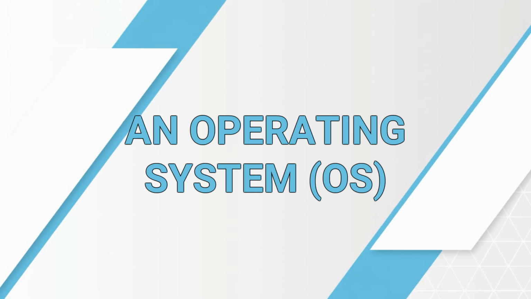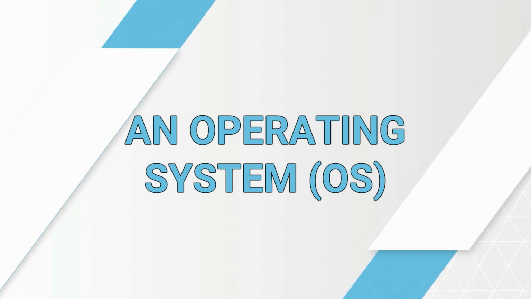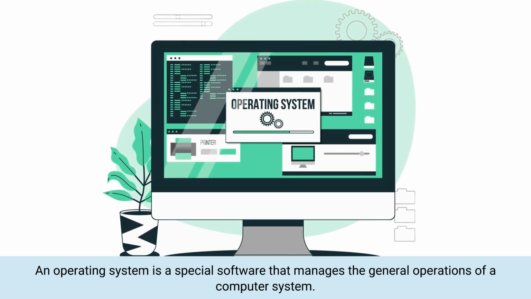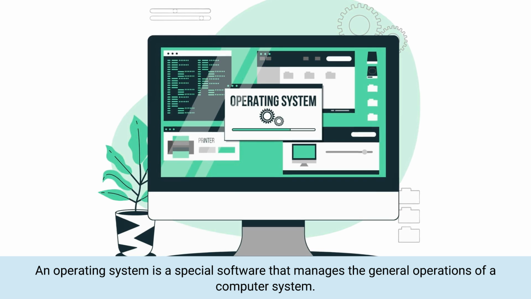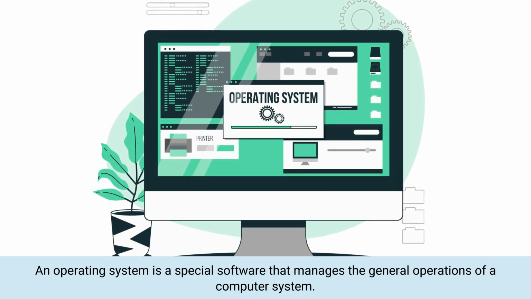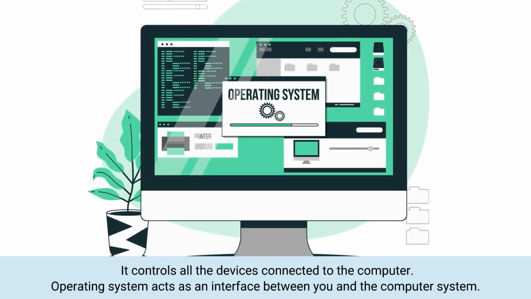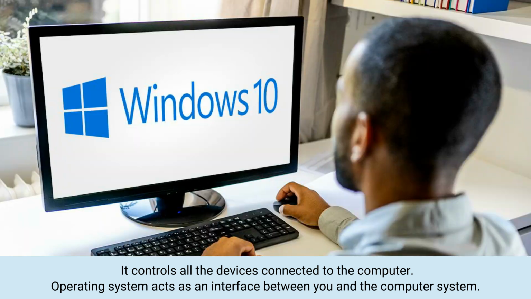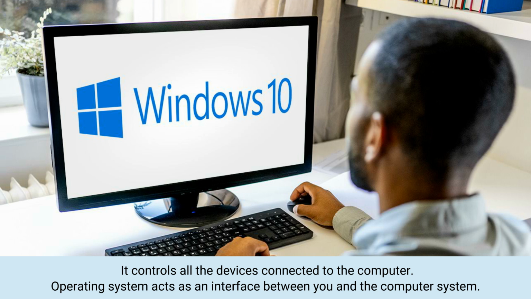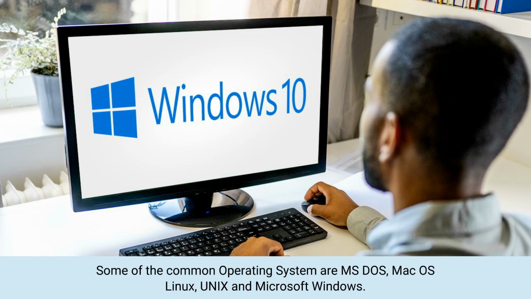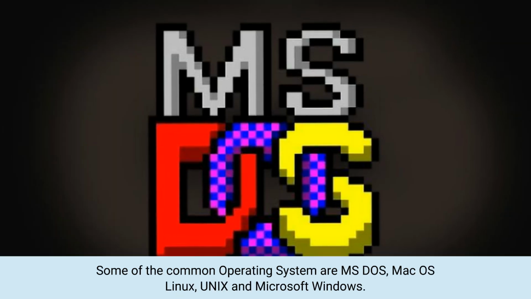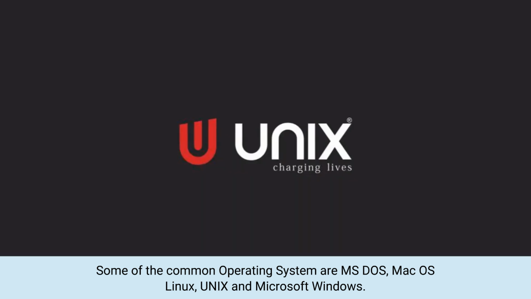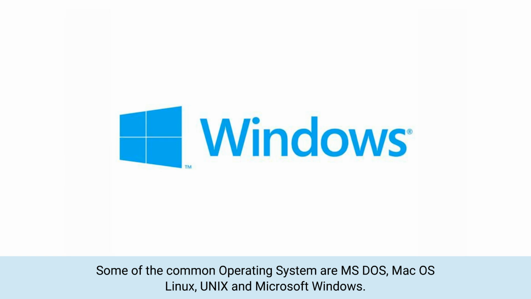An operating system, OS. An operating system is a special software that manages the general operations of a computer system. It controls all the devices connected to the computer. Operating system acts as an interface between you and the computer system. Some of the common operating systems are MS-DOS, Mac OS, Linux, Unix, and Microsoft Windows.